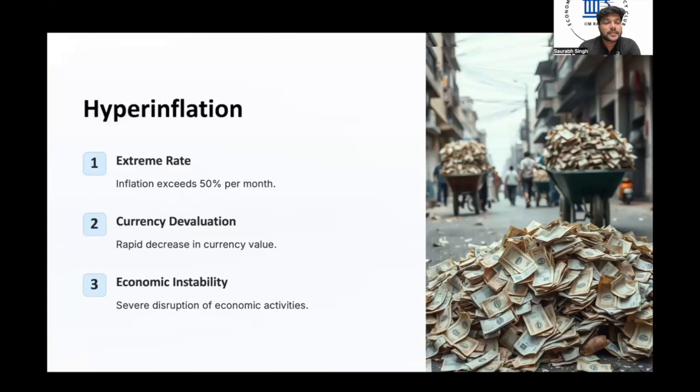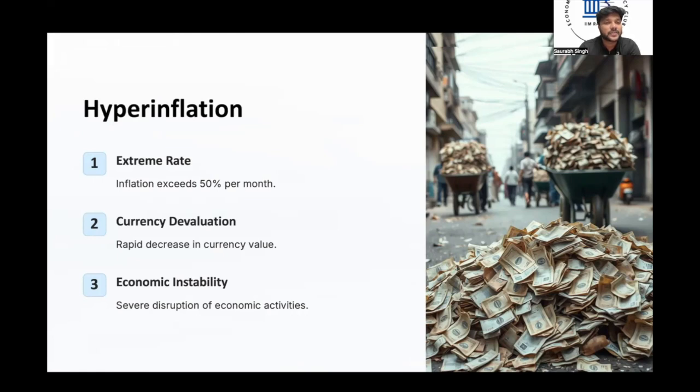Hyperinflation, as the name suggests, is where inflation is at an exponential level, growing by around 50% a month. It happens when there is currency devaluation, where there is a rapid decrease in currency value, or economic instability, whereas its most important cause is printing currency in their own country. For example, Zimbabwe started printing its own currency, which led to a large increase in money supply, and the supply of products didn't increase. So demand for the same increased many times. So it led to around 1,000% increase in inflation in Zimbabwe.